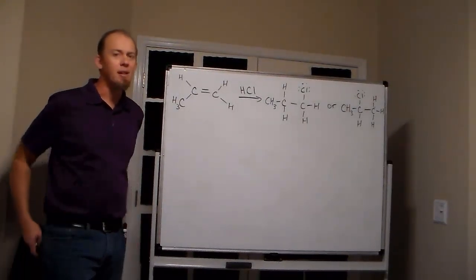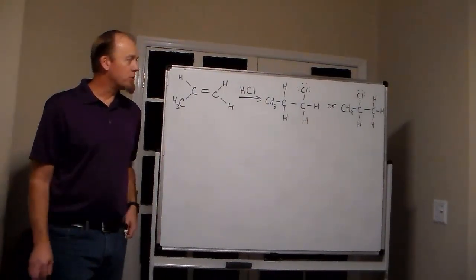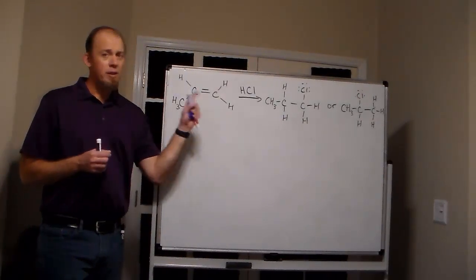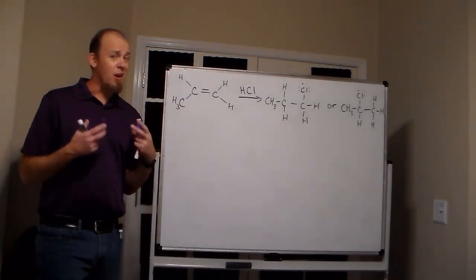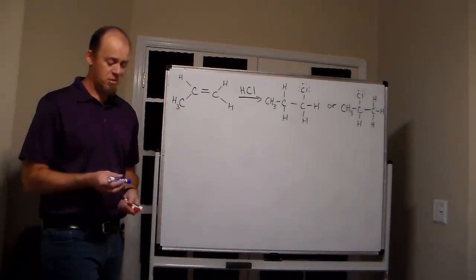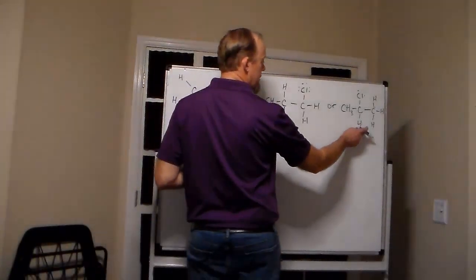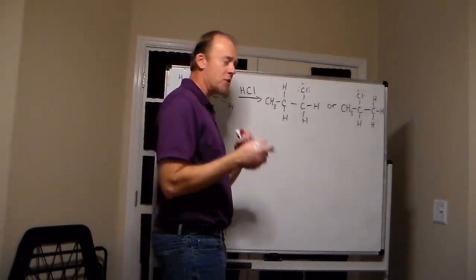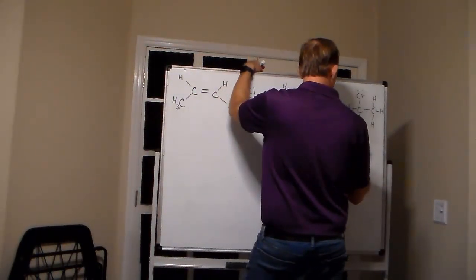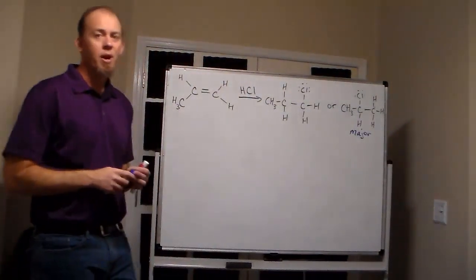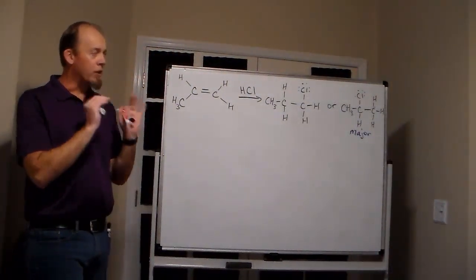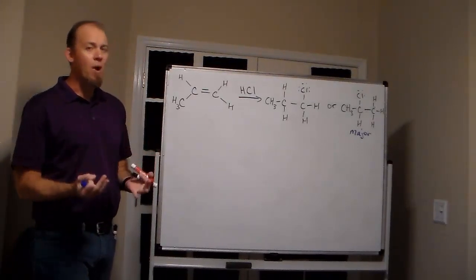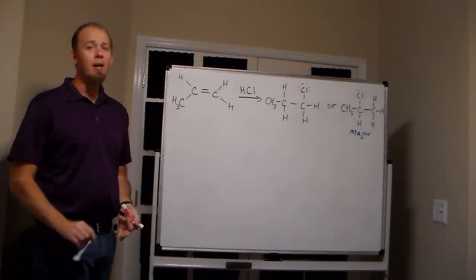Now what we see, if you run an experiment with this, is that one of these is formed in a much larger yield than the other. You see this one here with the chlorine on the carbon that's got more carbons attached to it. We call this the major product. We get a lot of that, but why? Always helps to know why.